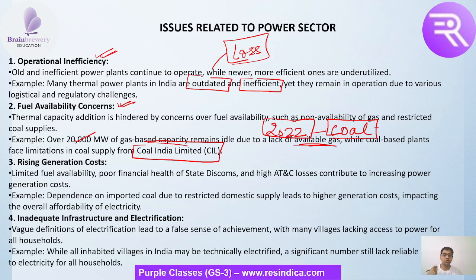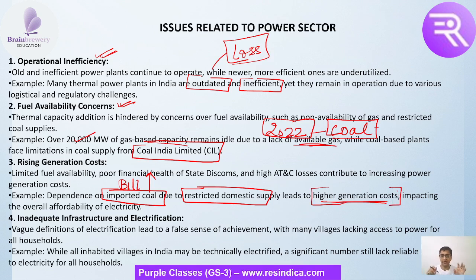Then rising generation cost. As more and more demand is increasing, there is difficulty in expanding capacity addition, because we have very limited fuel availability, the financial health of the state discoms is not good, and aggregate technical and commercial losses are also very high. Because we are importing coal from outside, the import bill is getting very high. With restricted domestic supply, we are not able to produce properly. Because we are dependent on imported coal, generation costs are high. All this hinders the overall affordability of electricity generation.